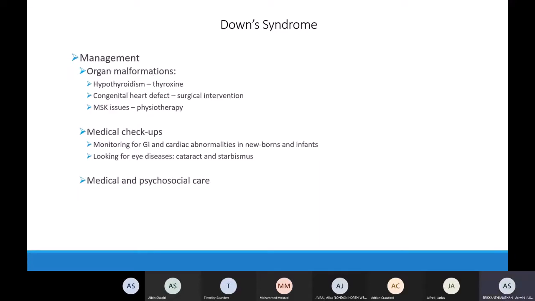Okay, and in terms of management for Down syndrome, you'll look for any organ malformations and treat those. So if the patient's hypothyroid, you give them thyroxine. If they've got any congenital heart defects, you'll monitor it. In some cases, you might need surgical intervention. And with any MSK issues, so if they have hypermobile joints, for example, you'd give them physiotherapy. They'll have regular medical checkups, monitoring all their systems, especially as newborns and infants. And you'd also look for any eye disease, such as cataracts or strabismus. And there's always the social side of things that you think about as well, and the support for the patient in their own environment and the family as well.